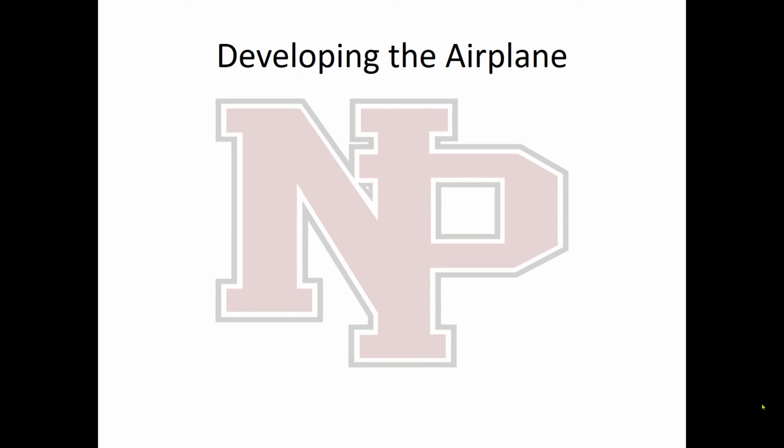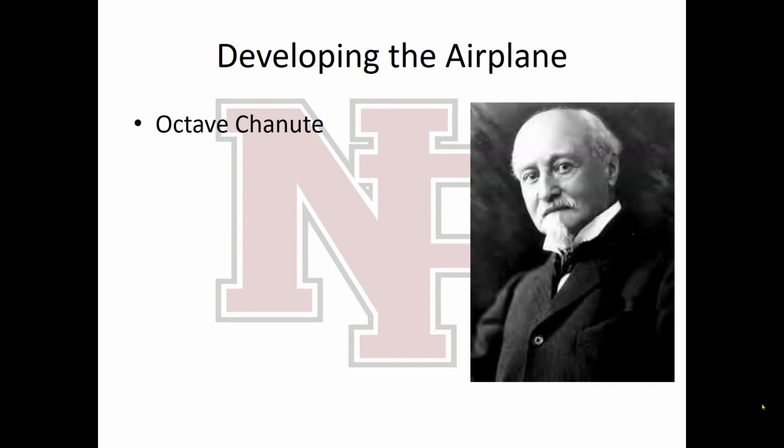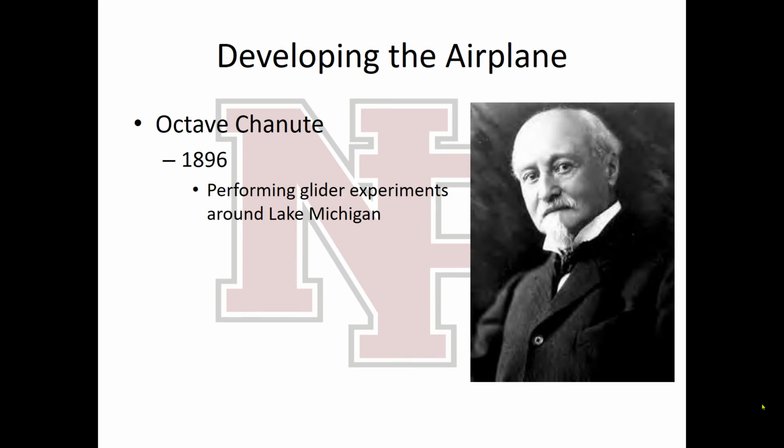This gentleman's name is Octave Chanute. It was 1896, so right around when Otto Lilienthal died in his glider accident. He was performing glider experiments, but now he was around the Lake Michigan area. He wasn't doing it himself because he was in his 60s. He wasn't going to be jumping around on a glider in his 60s. So he never actually flew himself.